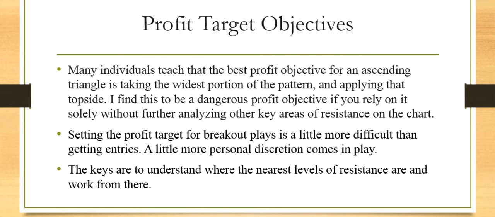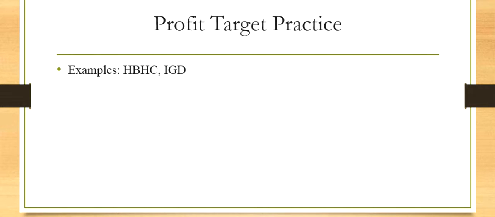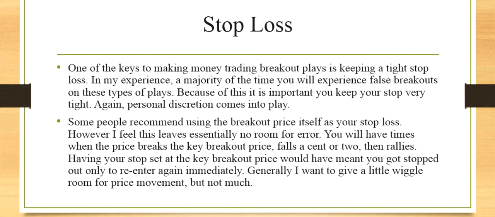So we did the buy criteria. We did the profit target objectives. Again, the main thing is just understanding support and resistance. Now, what about stop loss? Stop loss, most important aspect of a trading plan. Too many traders trade without it. That's why their account ends up dwindling over time. So very important you have a stop loss.